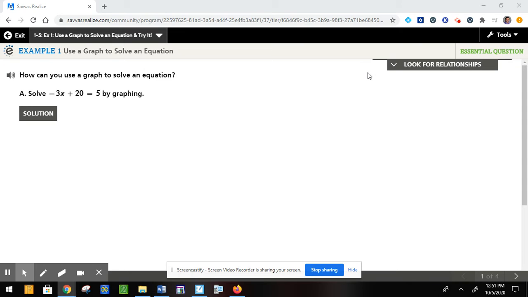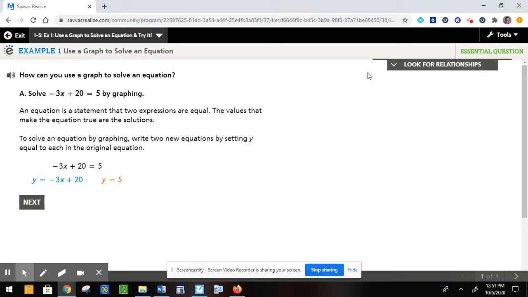Welcome to lesson 1.5. We're going to use a graph to solve an equation. So how do you do that? Well, this is obviously easy enough to solve algebraically, so it's not about that. This is more about the skill, right, than the result. So a way you can solve this, well, let's take a look.